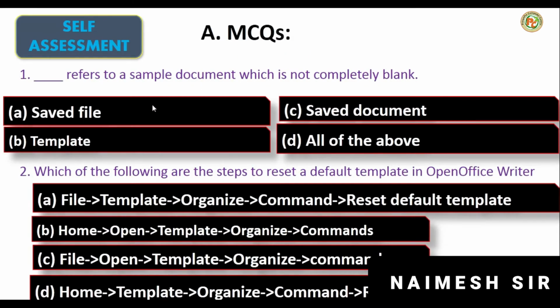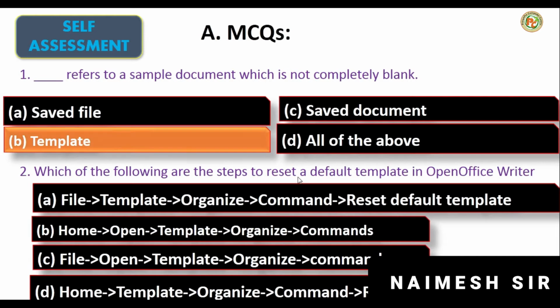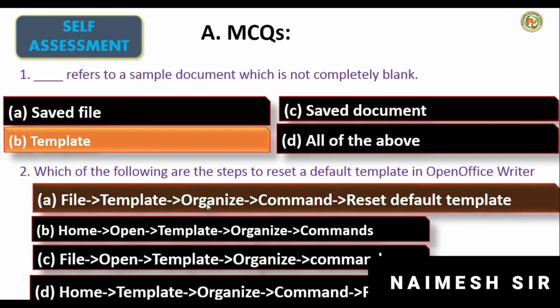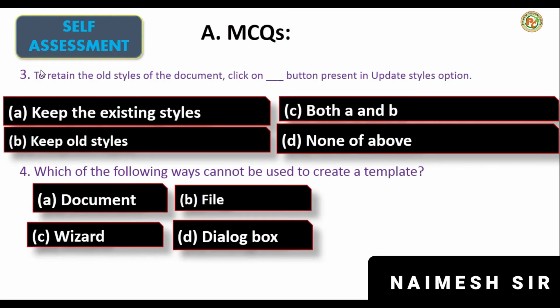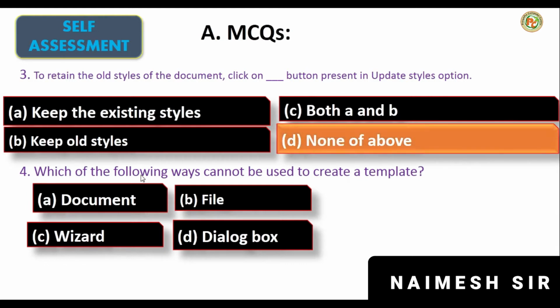First, dash refers to a sample document which is not completely blank, so this is called the template. Which of the following are steps to reset a default template in OpenOffice Writer? For this we have to go to the file, template, then organizing, then command, and then reset default template. Number 3, to retain the old styles of the document, click on dash button present in update styles options. For this we have to click on none of this because it is not answer given here. Which of the following ways cannot be used to create a template? From this, document is not used to create a template.